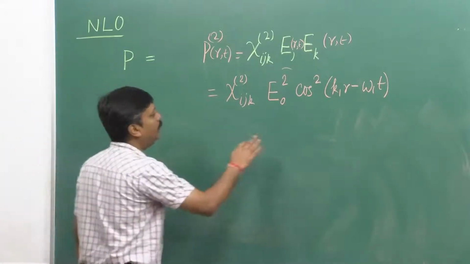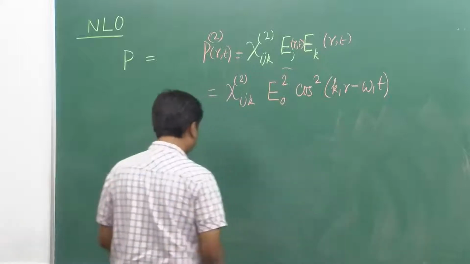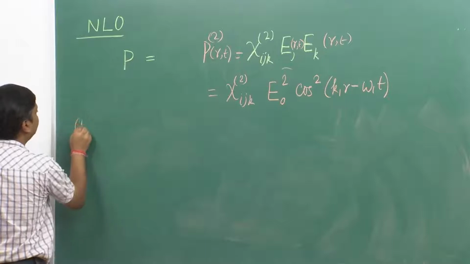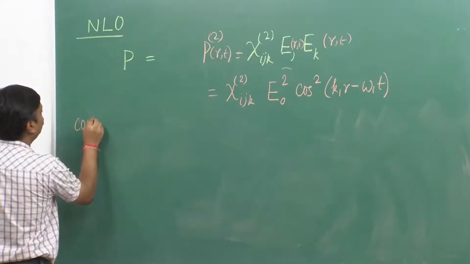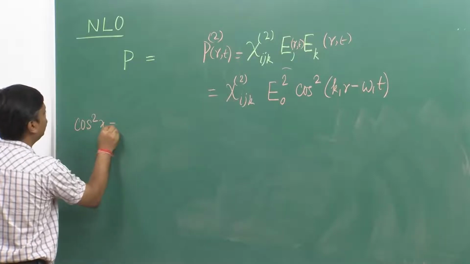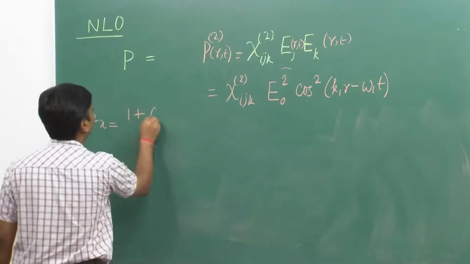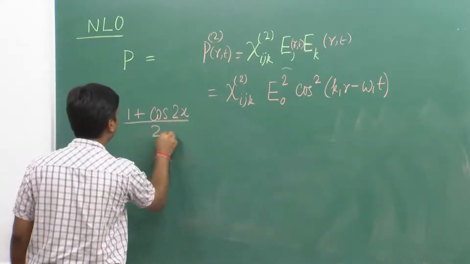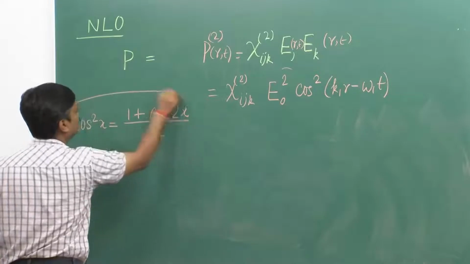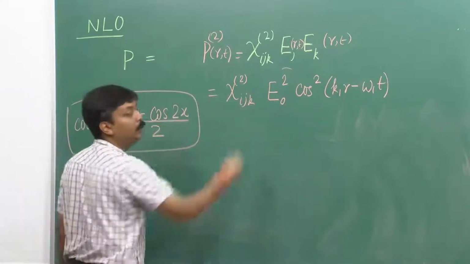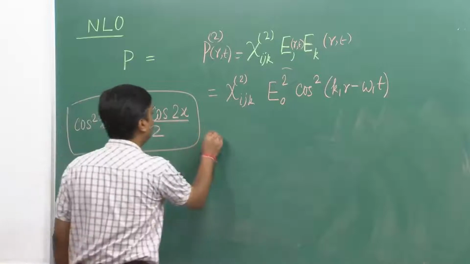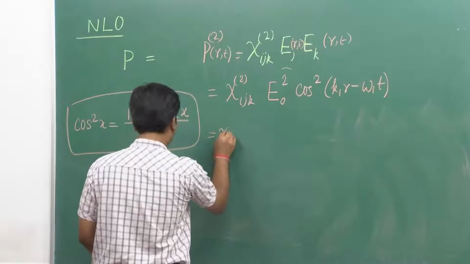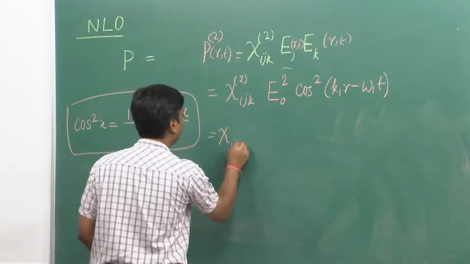Now, at this point, if I use the trigonometric identity, so what is the trigonometric identity? cos square x equals 1 plus cosine of 2x, divided by 2. If I use this, we can rewrite this in a much simpler form. So, I will just write the final form.